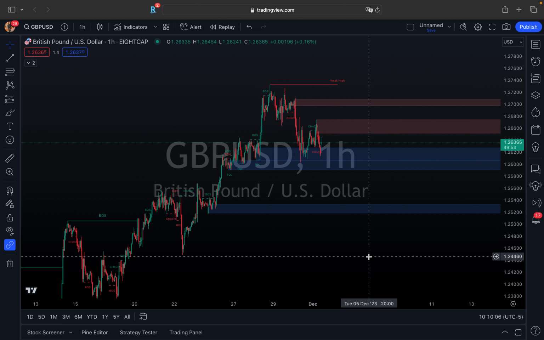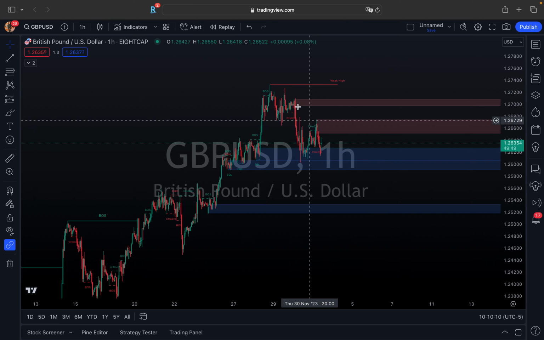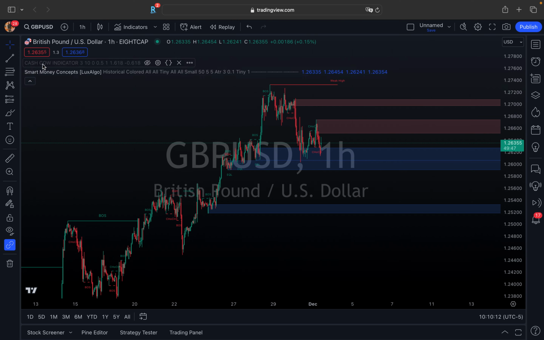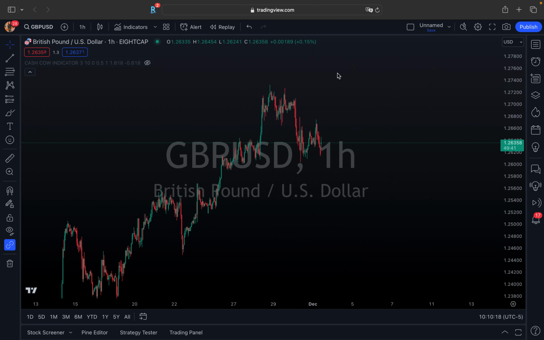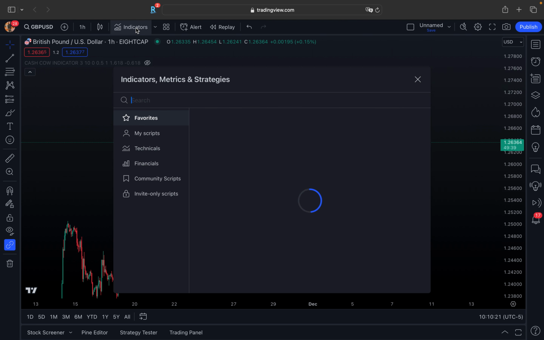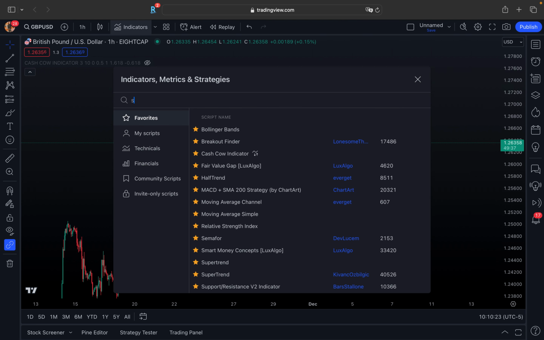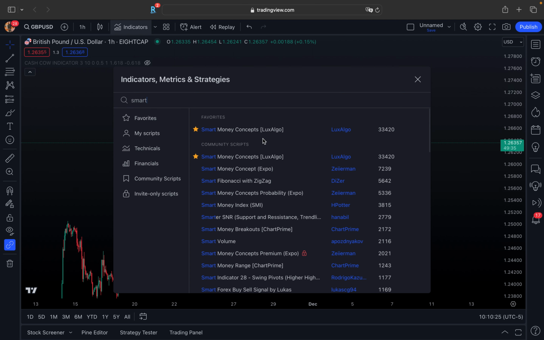Hey guys, so today I'm going to give you a brief breakdown of how to use the smart money concepts. If you're not familiar with the smart money concepts, this is how you would put it on your chart. You would go up here to indicators and type in smart, and you'll see smart money concepts by Lutz Algo. You can favorite it so it'll be easier for you to pull it up.